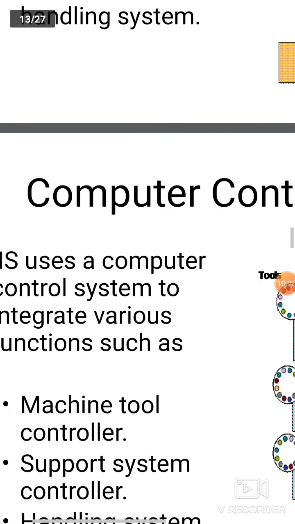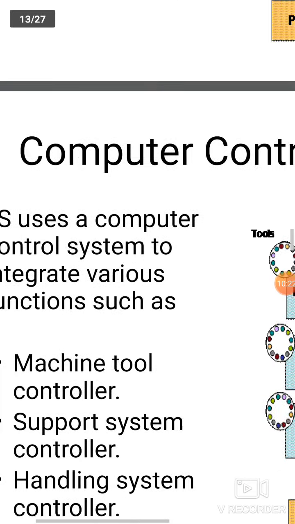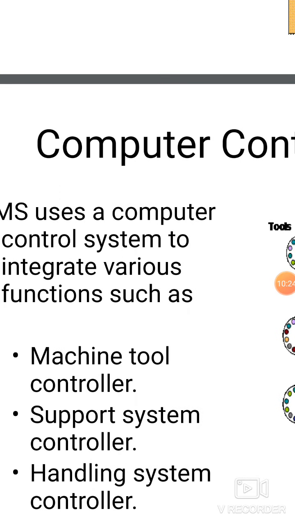Next one is the computer control system. What is this computer control system? We have seen so far loading, unloading, workstations, machining stations, other stations, and the material handling system. Next is the computer control system. The computer will control the whole system. The whole machine runs with the computer only.